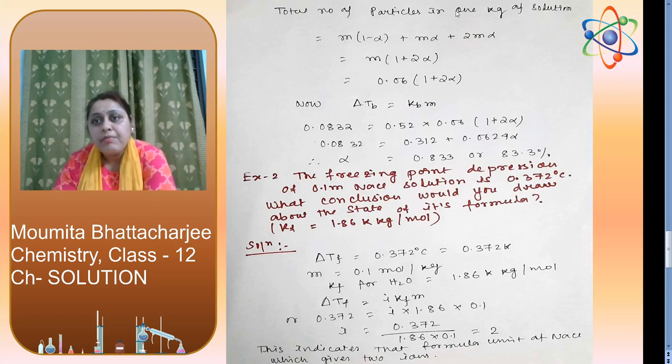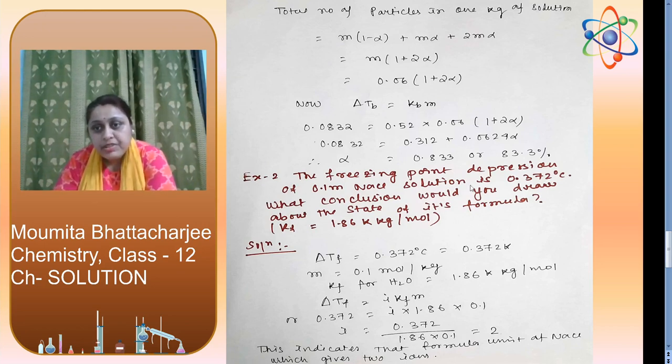Next, the total number of particles in 1 kg of solution will be m into (1 minus alpha) plus m alpha plus 2m alpha, as we get 2 chloride. So m common, (1 plus 2 alpha). We got the value of m as 0.06, so 0.06 (1 plus 2 alpha). Delta Tb equals Kb times m. By substituting all the values, we get the value of alpha as 0.833 or 83.3%. So we can say that among 100%, 83.3% of the molecules will dissociate to form ions.